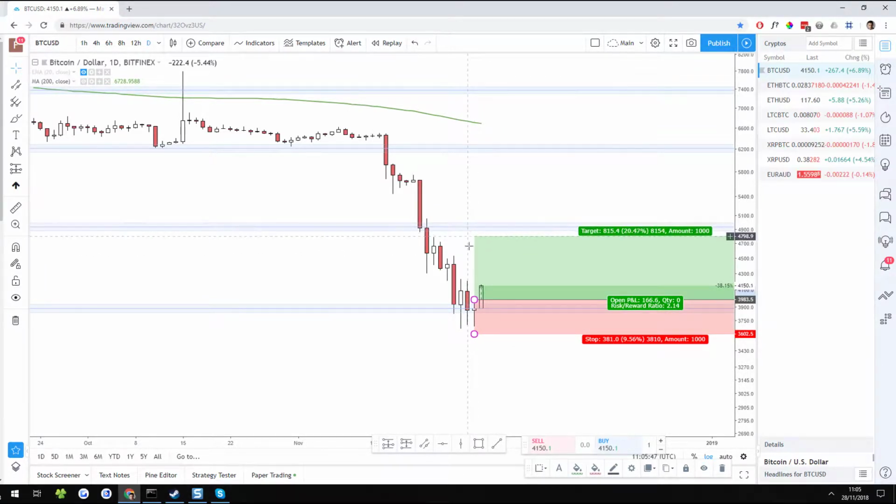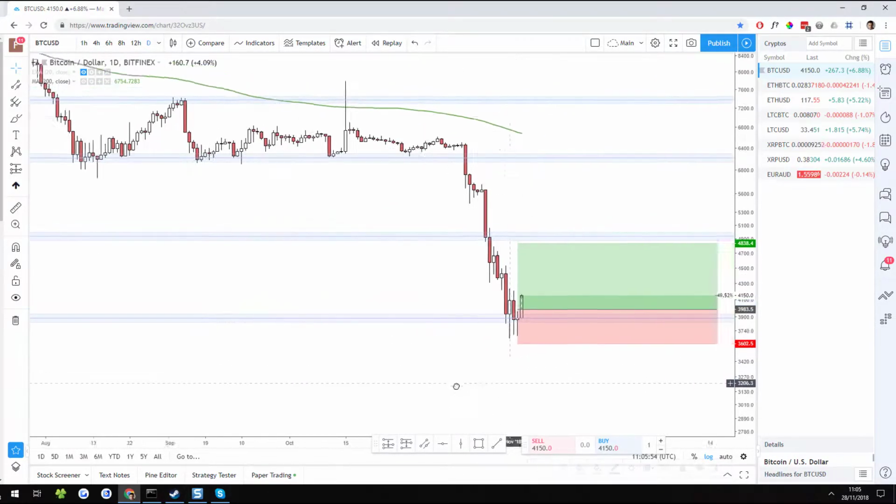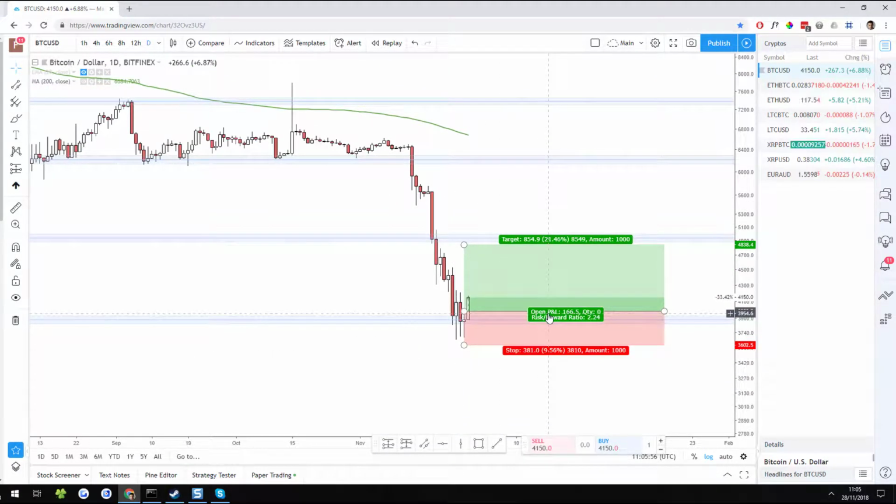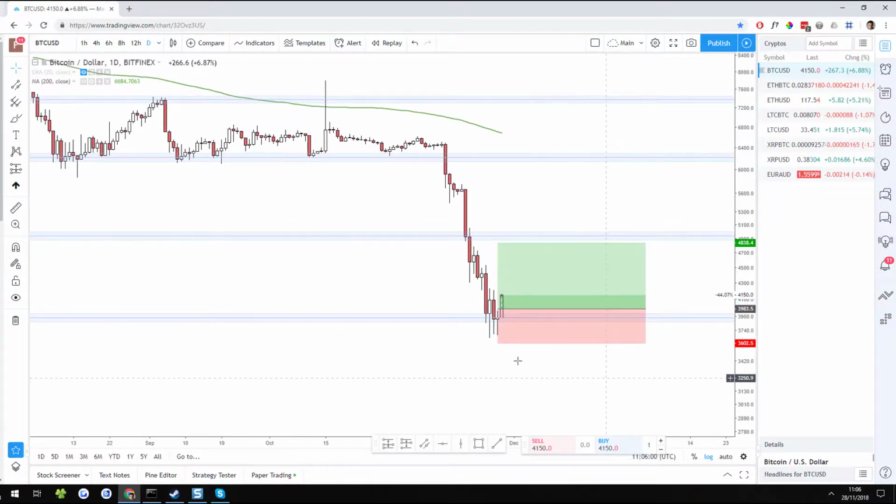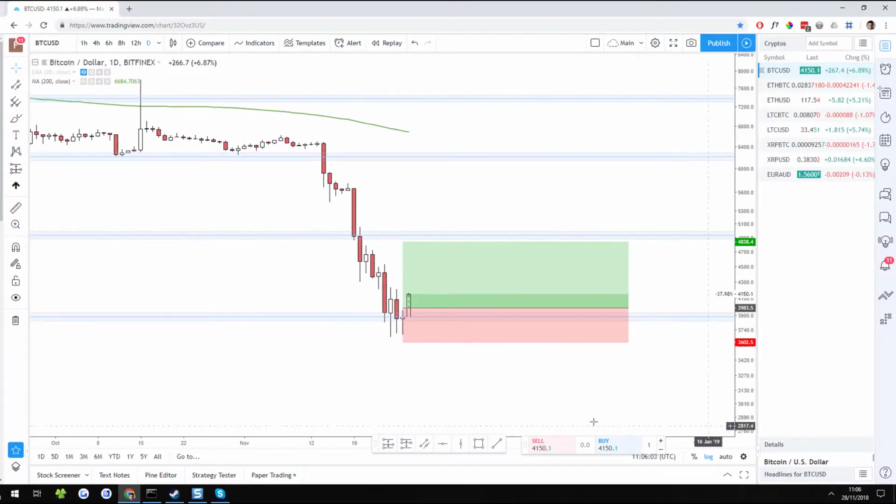And the target would be a bit tougher to decide on, and it might change throughout the trade's life, depending on how the trade's progressing. But over the long term, I do think there's a strong possibility that we're going to see a move back up to this resistance area up here. So that's what I'm seeing for BTC right now.